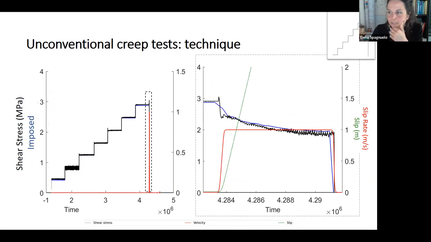And this is the type of unconventional creep test. In the unconventional creep test, as told, we have an imposed shear stress from the motor. Then we have a recorded shear stress from the load cell, which is on the opposite side of the machine. In red, you can see the velocity, which is recorded in that case and is spontaneous up to 1 meter per second. This is a zoom of this region where you see that finally, because we reach a peak in shear stress, it's not possible to keep the shear stress constant anymore, and we record a drop in shear stress.